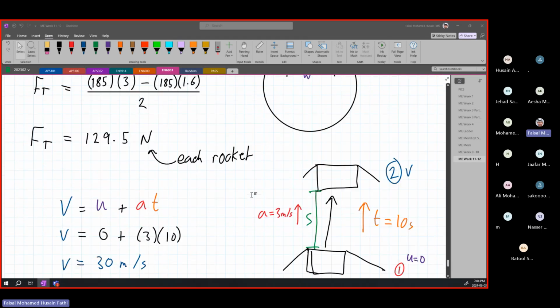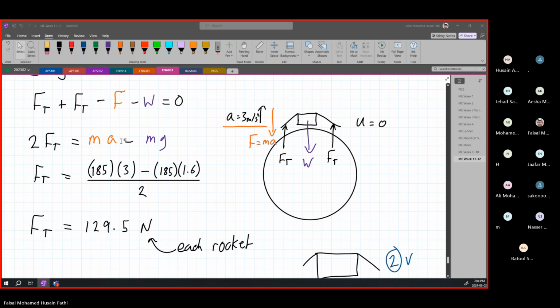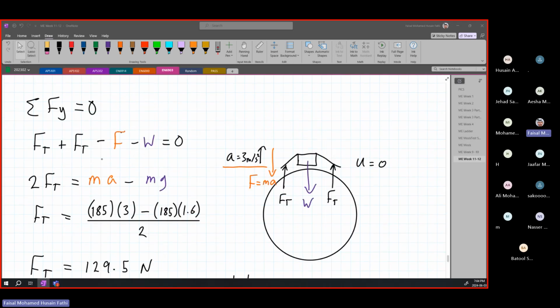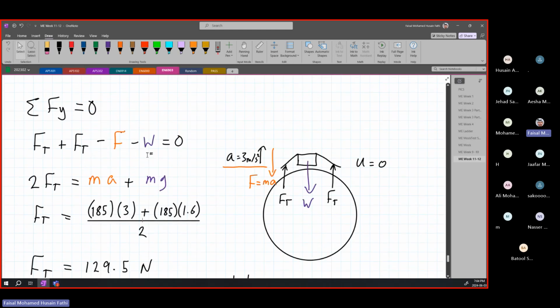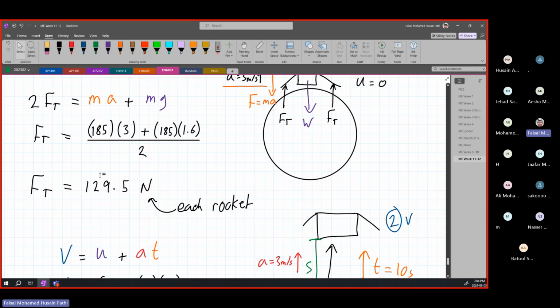MA plus MG, same direction. Oh, this is in the same direction. My bad. Oh, I put it as minus. This should be plus, plus. My bad. You're right. Because when you're taking F and W to the other side, they become plus. So this value is actually not this value.